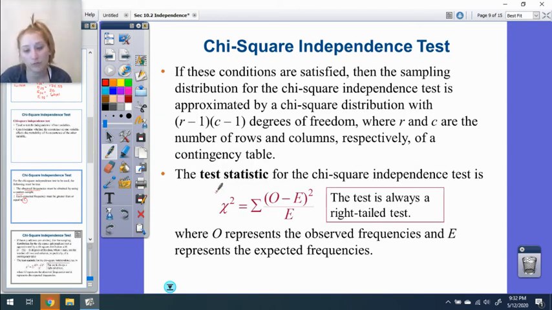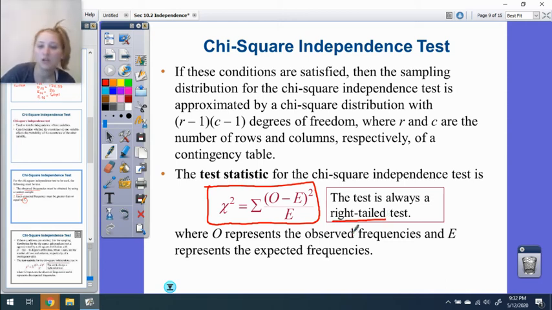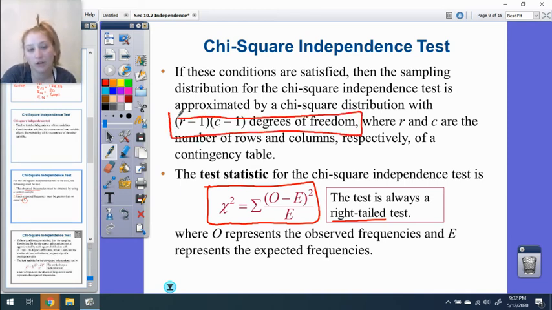All right, so this formula looks familiar. We talked about this one in 10.1, and we're going to be using the same thing. Remember that this is a right-tail test. Our degrees of freedom is going to be a little different this time. To calculate it, we take the rows and subtract 1, multiplied by the columns and subtract 1. This comes into play because with our contingency table, we are going to be setting up matrices.